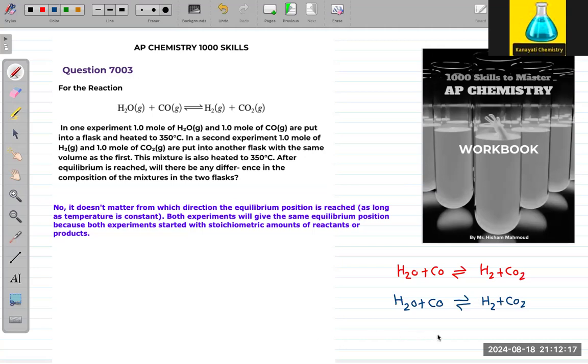At the end, there will be equilibrium, and all the reactants will be there with a fixed concentration. Since you started with the same number of moles of these two and the same number of moles of these two, there is no difference in the quantities as well.